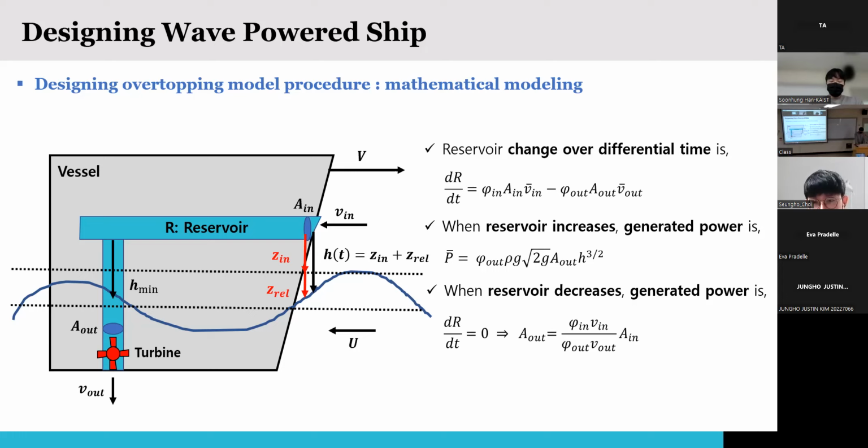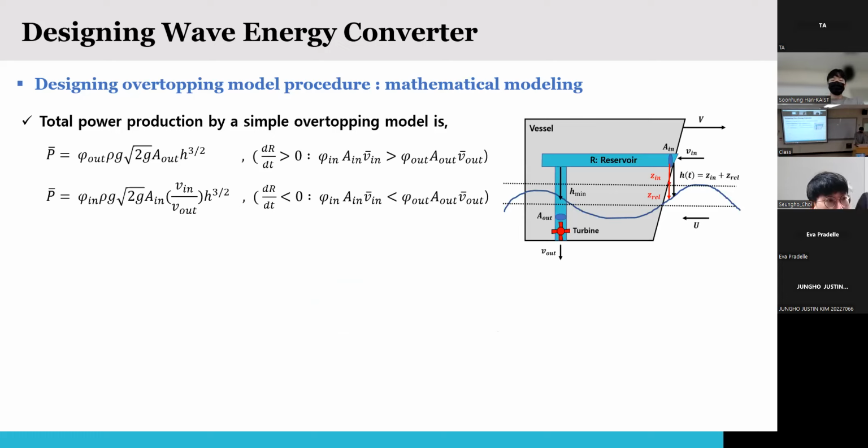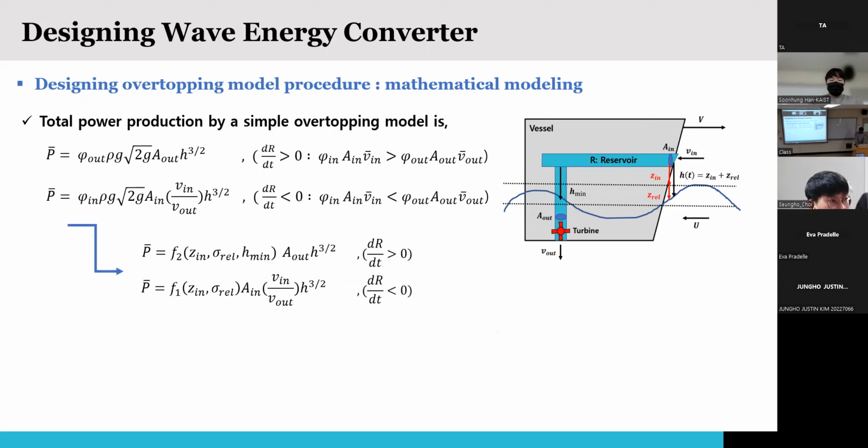So we can substitute the A_L term in the whole formula with the adjusted outflow area, and then we can get this formula. Lastly, we can deduce the power production of the overtopping model as right here, depending on whether the reservoir increases or decreases. When we substitute the probability terms with the functions that we got before, we can get these relations.